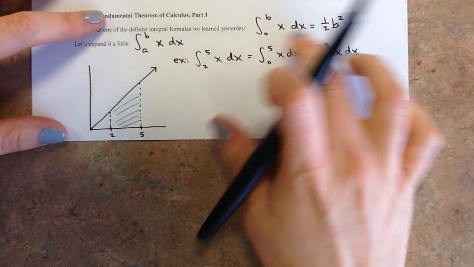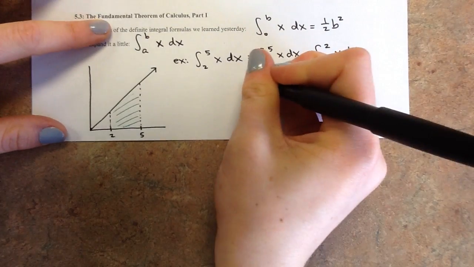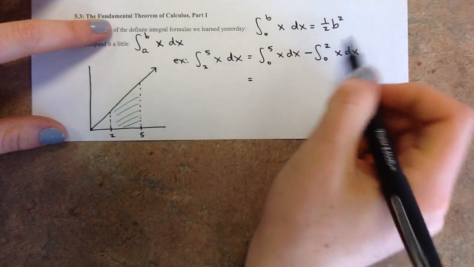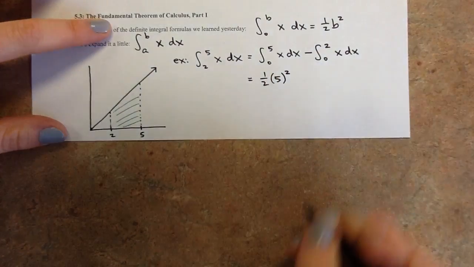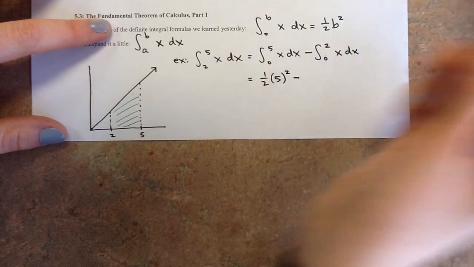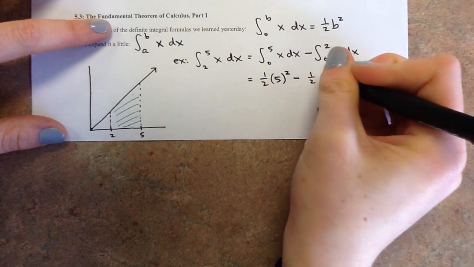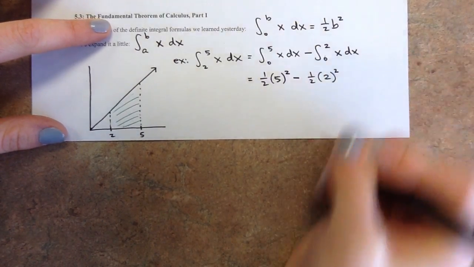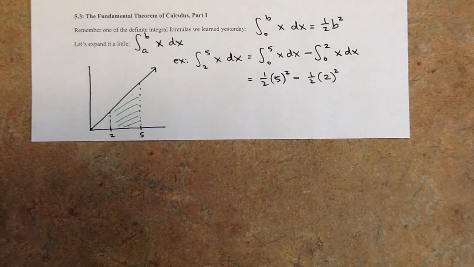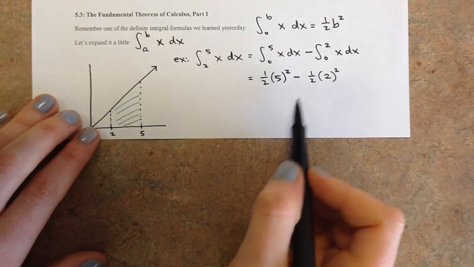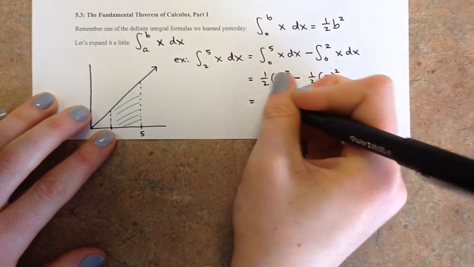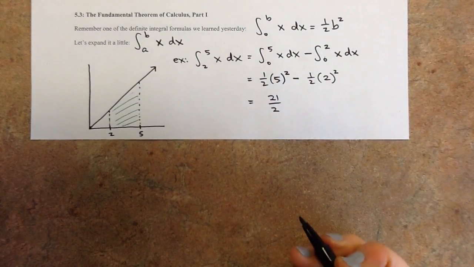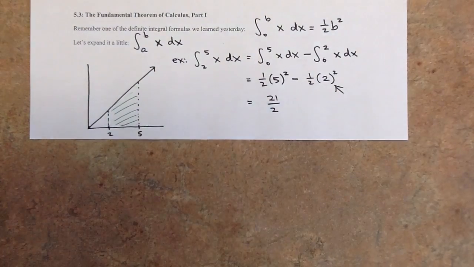Okay, so now we can use this formula that we've got right here up above. So from 0 to 5, we plug into this formula. So 1/2 times 5 squared. And then minus, now from 0 to 2, again, just plug right into this formula. So 1/2, but this time times 2 squared. All right, so we simplify it up. Lots of fancy things happen. So this is 1/2 of 25 and then minus 1/2 of 4. So we end up with 21/2. The 21/2 is not important. It is this step that's important.